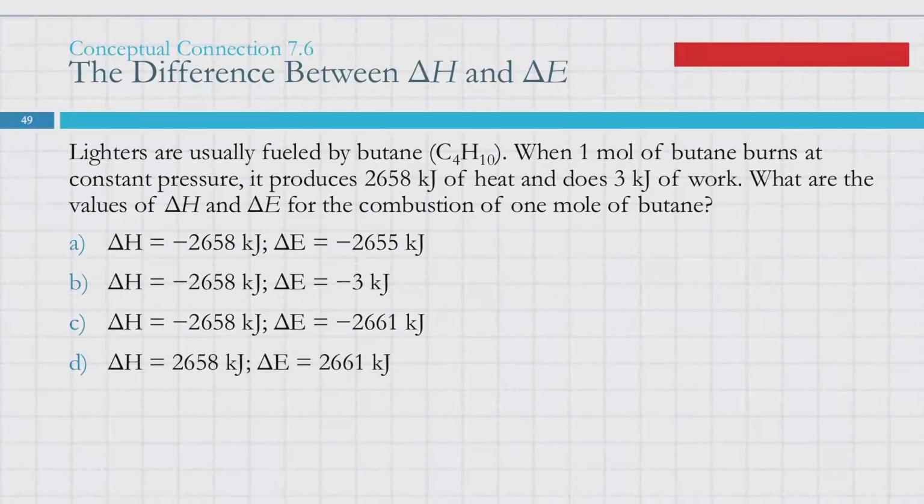Okay. Lighters are usually fueled by butane, C4H10. When 1 mole of butane burns at constant pressure, it produces 2,658 kilojoules of heat, and it also does 3 kilojoules of work. What are the values of delta H and delta E, change in enthalpy, change in energy, for the combustion of 1 mole of butane? This work is because you may know lighters store butane as a solid or as a liquid, and in order for them to burn, they have to be a gas, and so it's evaporating. So it does a little bit of expansion work.